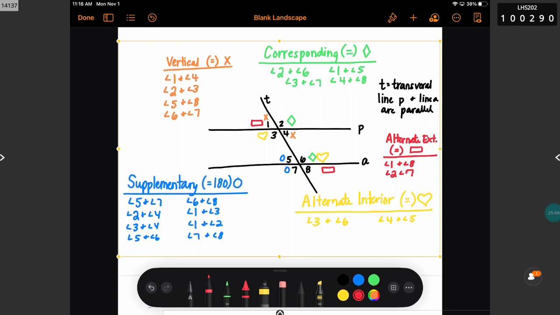Okay? Everybody good? Everybody have everything labeled? Yes.